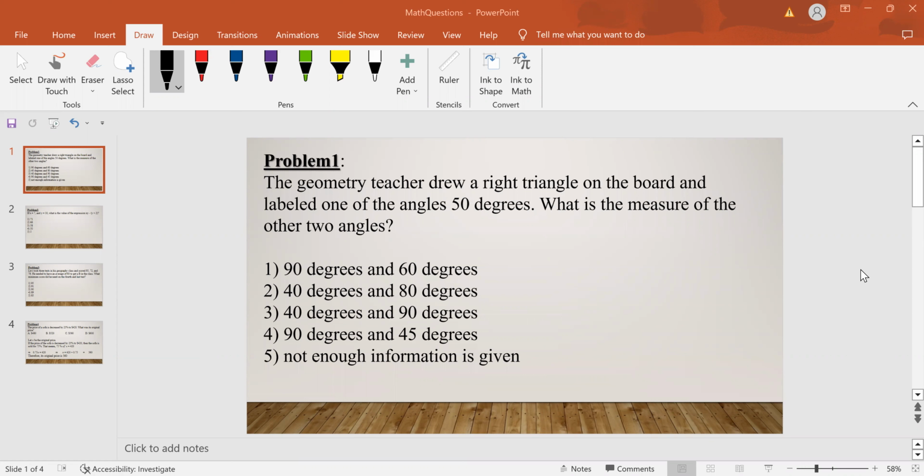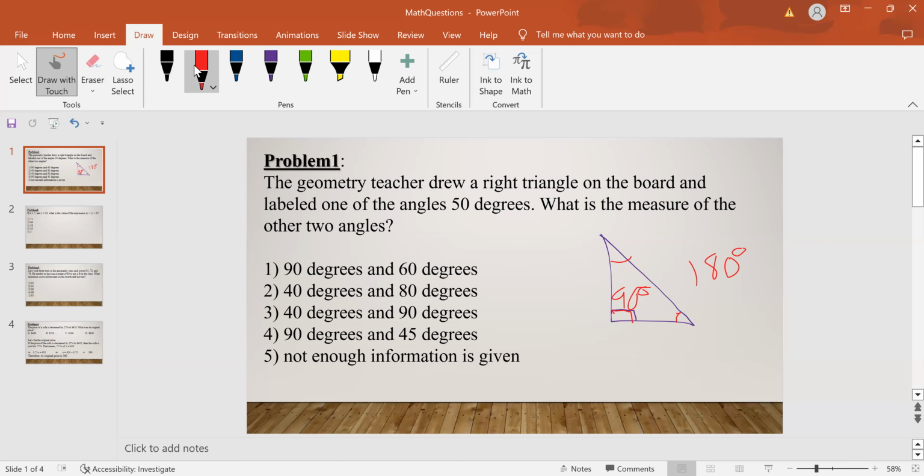So the key for this problem is to understand that when you have a right triangle, the sum of the three angles is what? 180 degrees. So as a right triangle, that means what? One angle is 90 degrees. So if one angle is 90 degrees, the sum of the other two angles will be another 90 degrees.